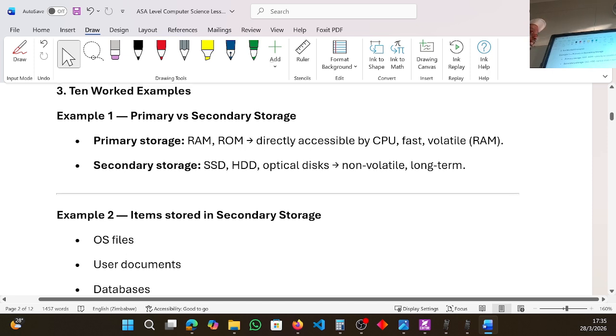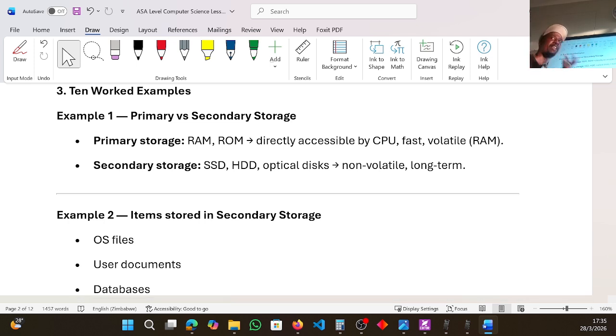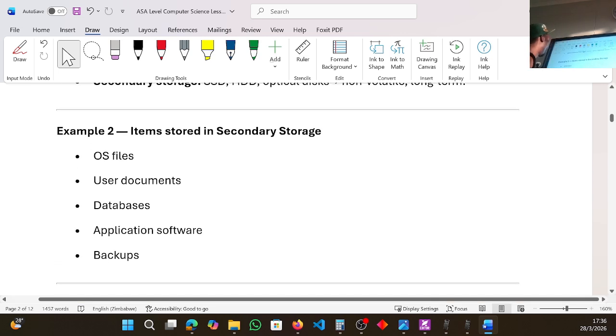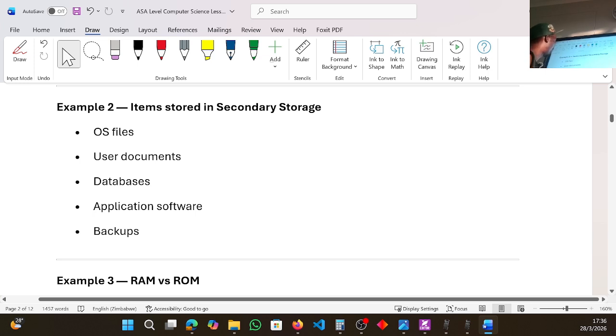Primary versus secondary storage. We said RAM, that's primary storage. This is directly accessible by the CPU. One of the advantages is that it is fast because it stores instructions being executed by the CPU. We also have SSD and HDD. These are secondary storage. They are long-term, but they are slower, though they are non-volatile. In other words, when power is lost, contents of the secondary storage are not lost.